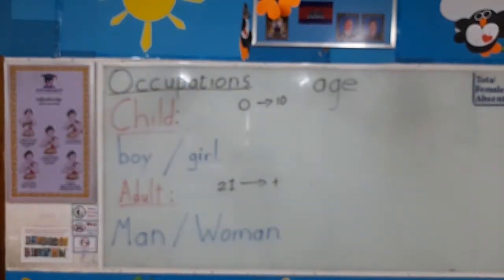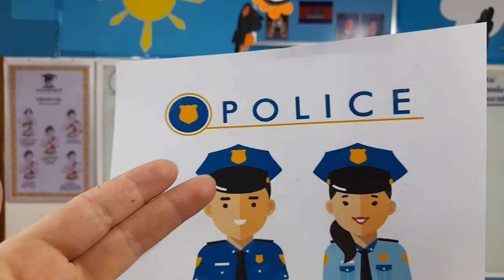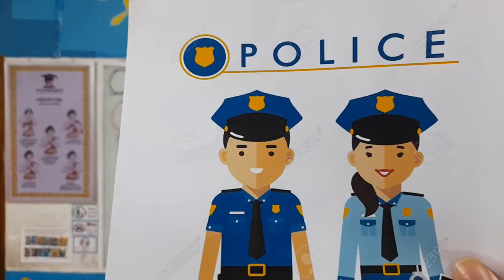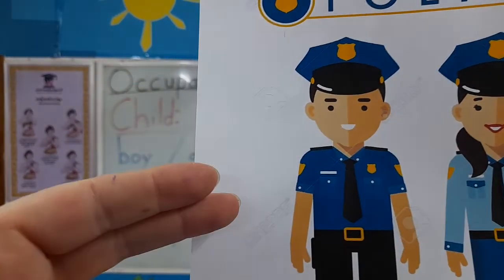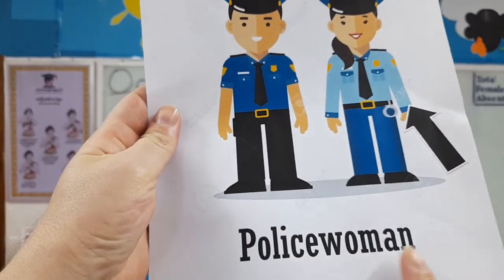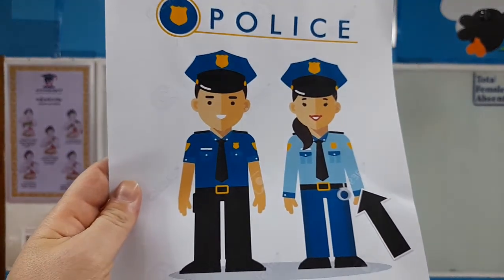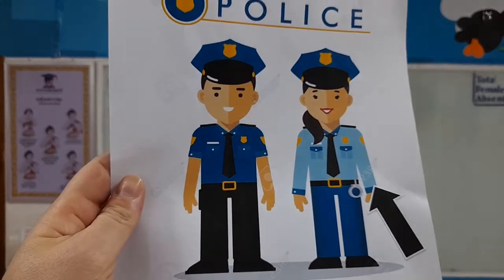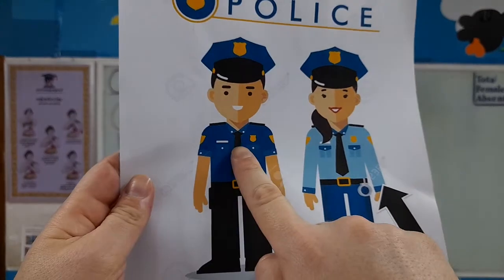Okay, the next one, again, this is where we come into play, why I want to speak about man and woman. If you want to work for the police, you again can be a man or a woman. All right, in K2 we study policeman many times. So the word we're practicing today, policewoman. Okay, the woman part speaks about the girl. Okay, remember, she's an adult. We cannot call her a girl. We call her a woman or a man.